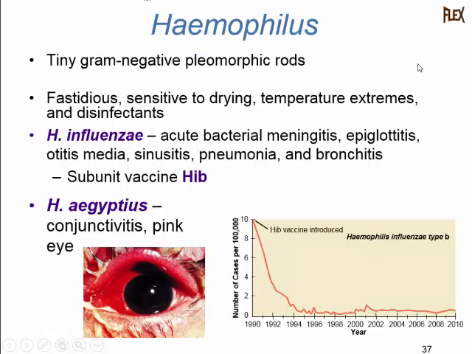And then the last bacteria that we'll discuss is that of Haemophilus. So Haemophilus is a gram-negative pleomorphic rod. And so Haemophilus causes things like otitis media, bacterial meningitis, epiglottitis, but distinctly it's a big causative agent of otitis media in children.